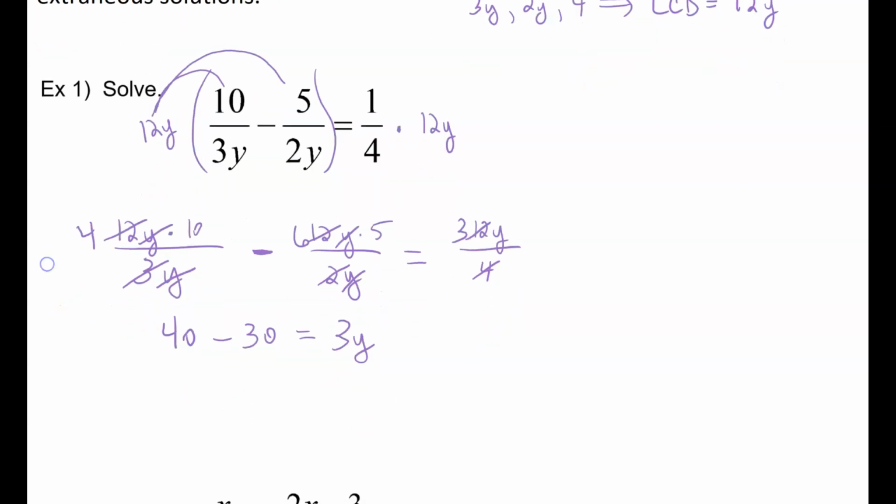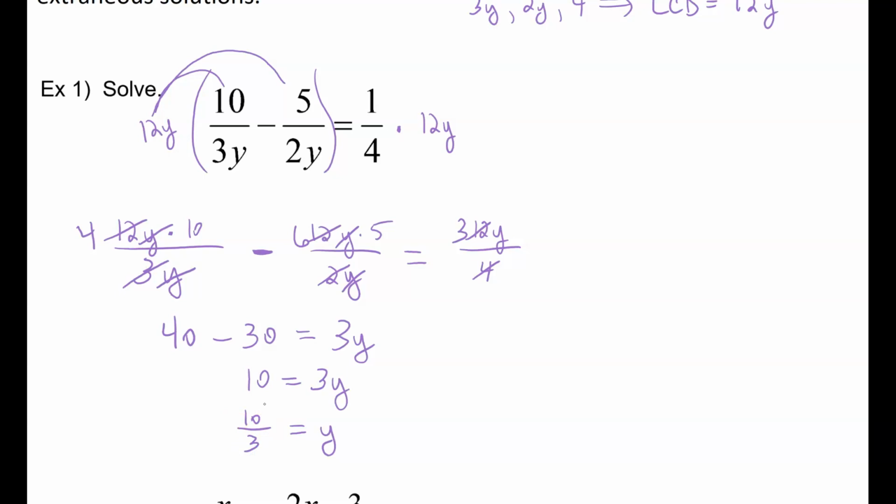So now, it's just a matter of collecting like terms and solving. 40 minus 30 is 10, is equal to 3y. Divide both sides by 3, y is equal to 10/3.